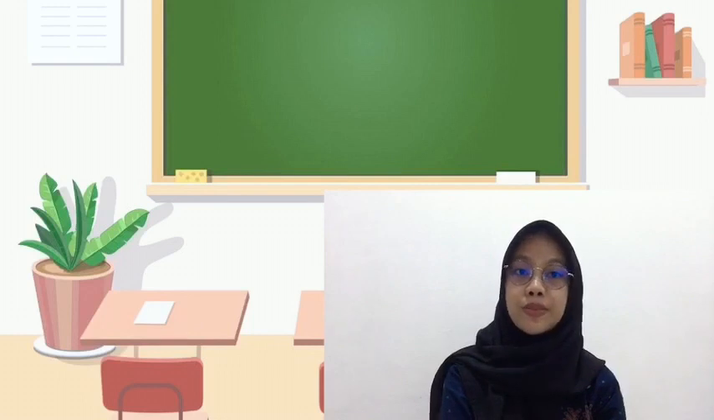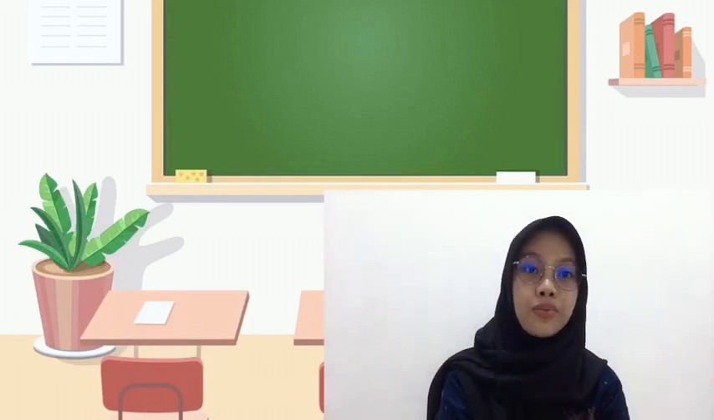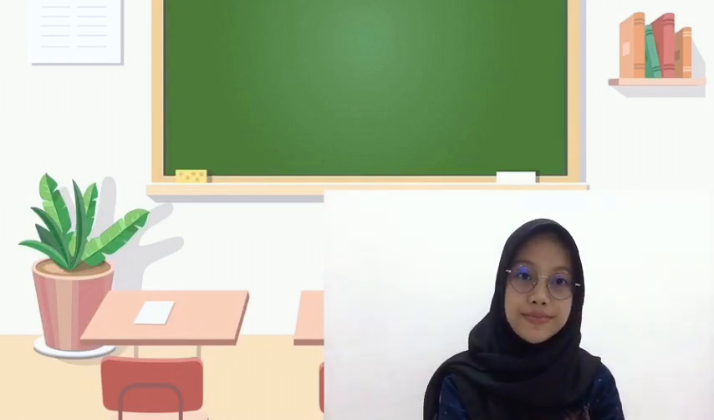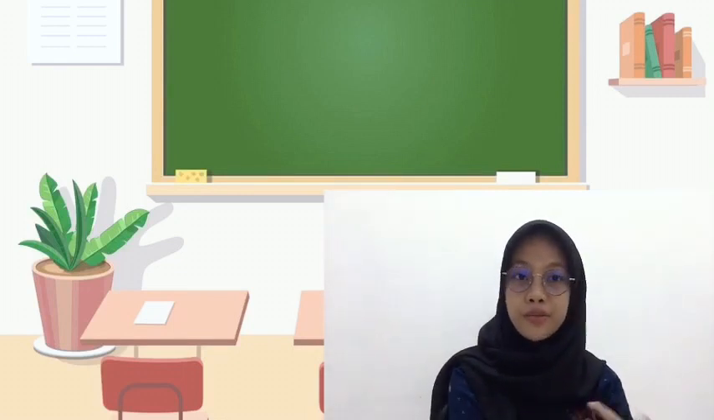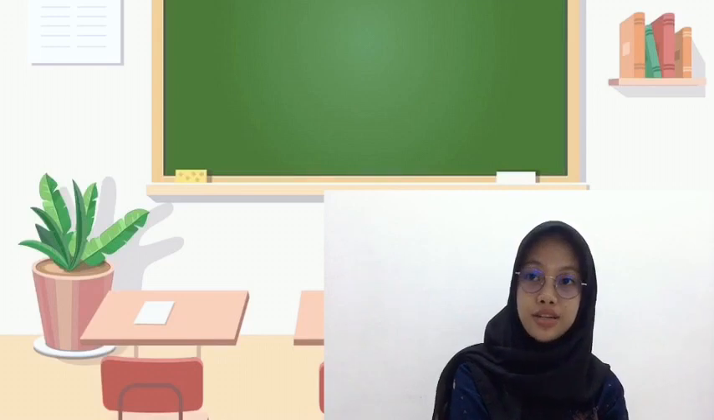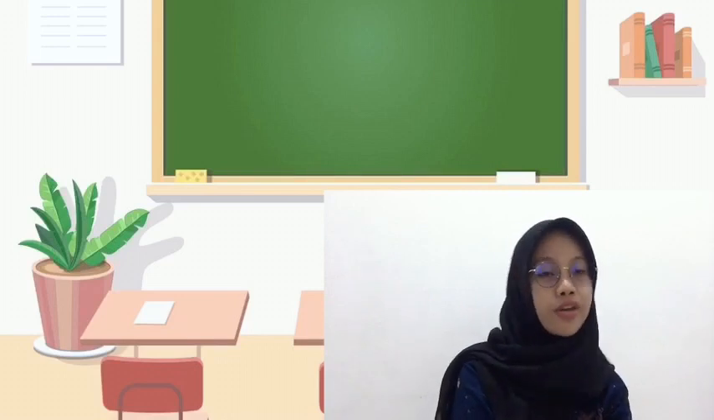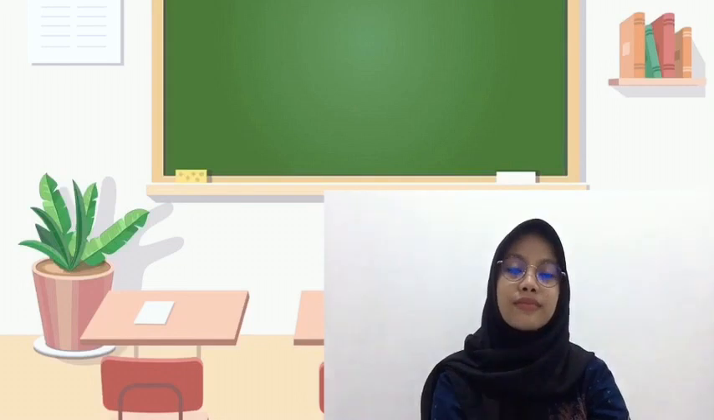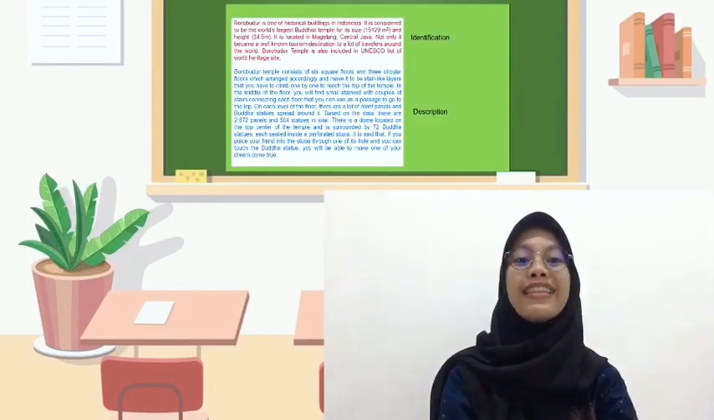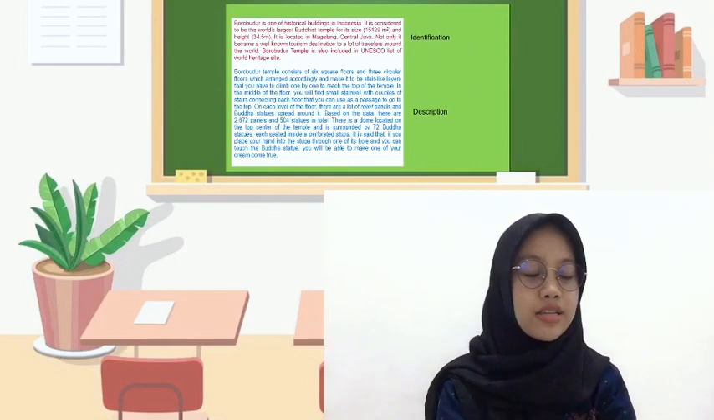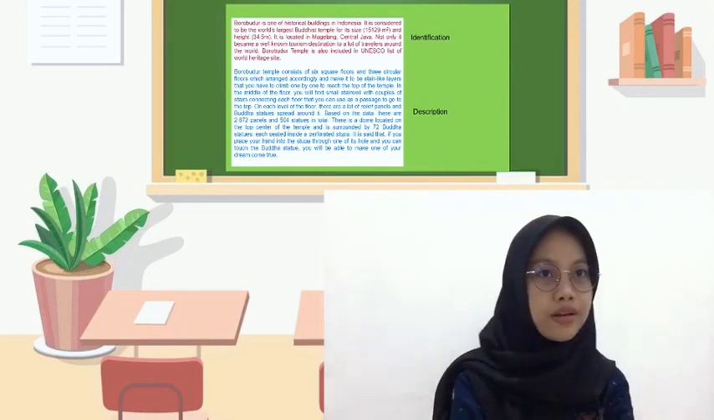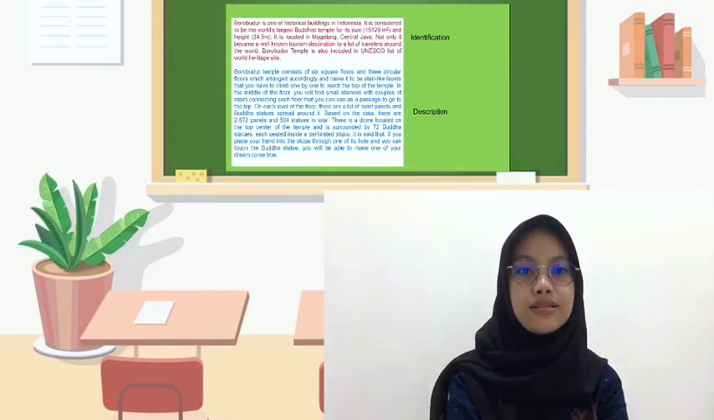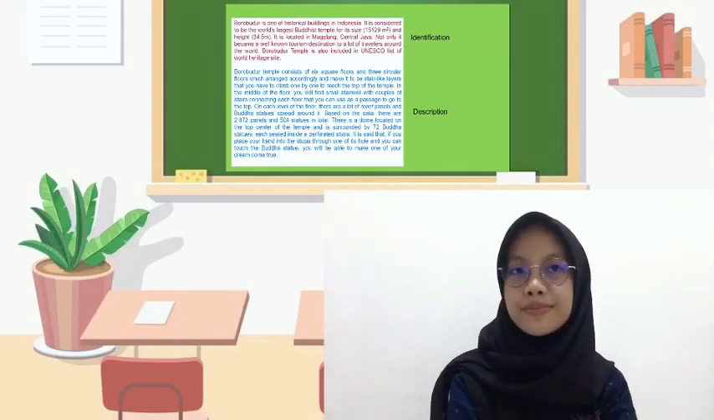Based on the previous explanations, can you mention which part is identification? The first paragraph. So the second paragraph is descriptions. Okay, let's check it. Here we go. Okay, that's correct. Good job, everyone. So the first paragraph is identification, and automatically the second paragraph will consist of descriptions.